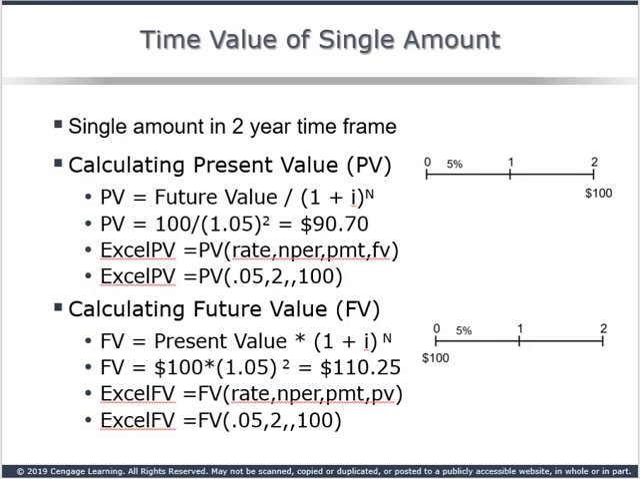So we see here a single amount in the 2-year time frame. In the first example here, we see that there is $100 that will be received in 2 years. What would it be today? So the calculation for that, we would be looking at the present value. It equals the future value divided by this time value factor. And the time value factor is calculated by taking 1 plus the interest rate and taking it to the time exponent. So we see that here. If we do the calculation, we get the $90.70.